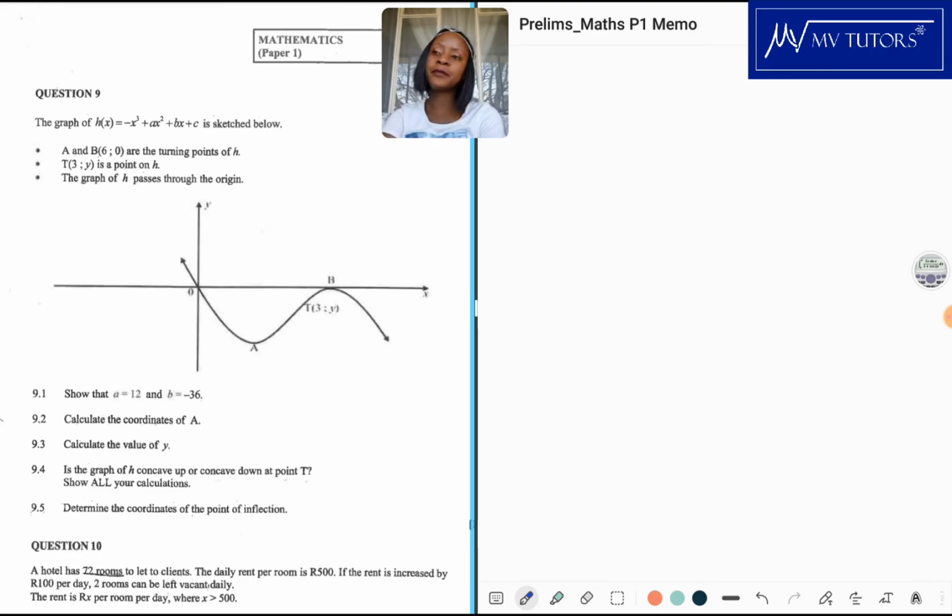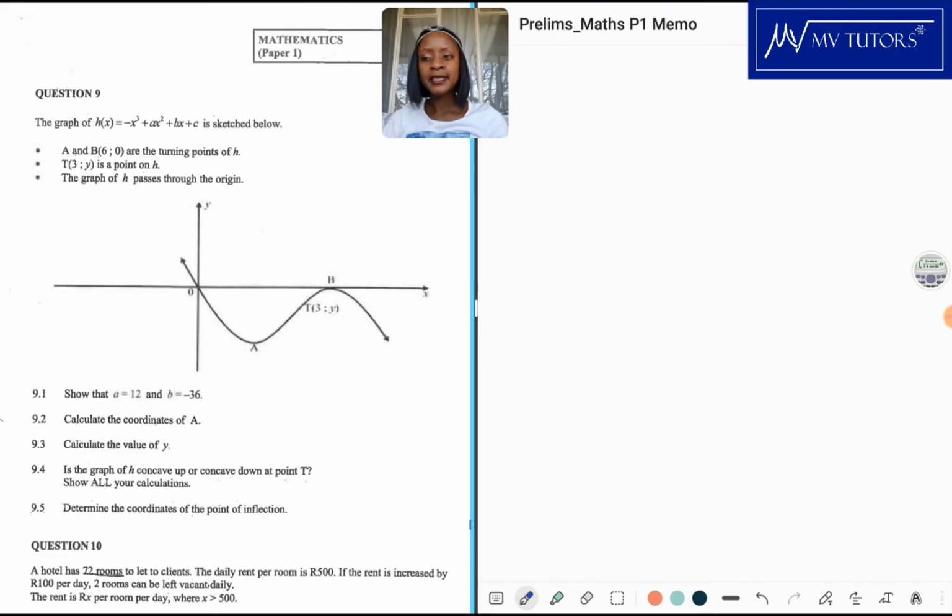Remember, when a is a negative value, your cubic function ends with a sad face. If a is a positive value, your cubic function ends with a happy face. Okay, so h of x is equal to negative x cubed plus ax squared plus bx plus c, and it's sketched below. A and b are the turning points. They've given us the coordinates of b. Great. T is a point on the function h, and graph h passes through the origin.